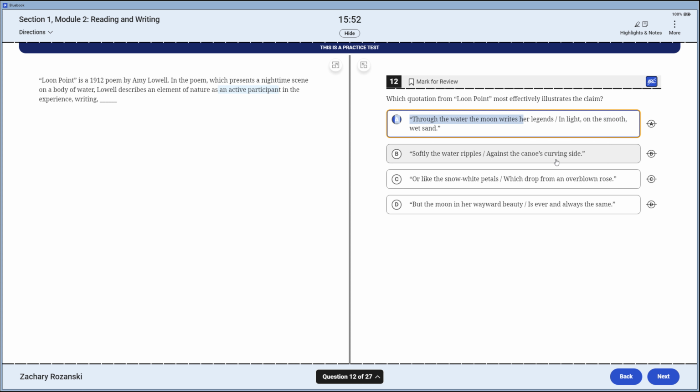Softly the water ripples against the canoe. That seems to receive an action. I don't call that an active participant. We've got snow white petals which drop from an overblown rose. Once again, this is an active participant.